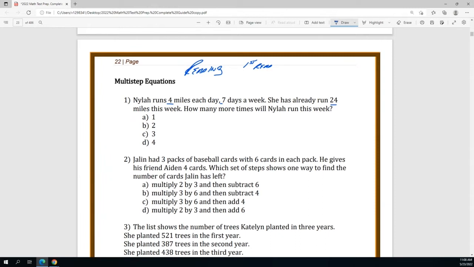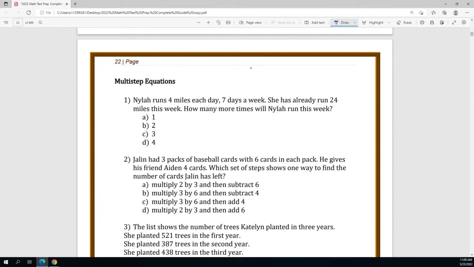Okay, here I am, starting over again. All right, multi-step equations. Multi-step equations just means that you're doing more than one thing. You're going to be doing two things, or three things, or four things in some specific order. This usually implies the order of operations.